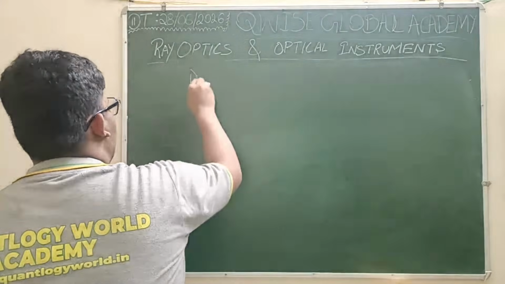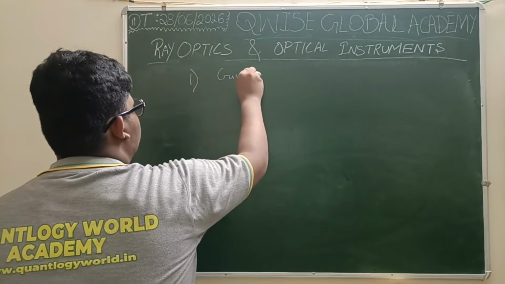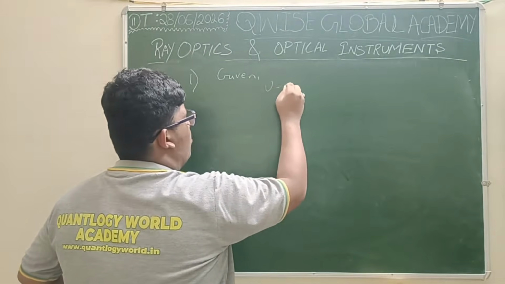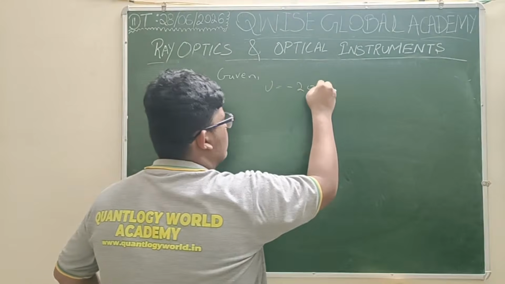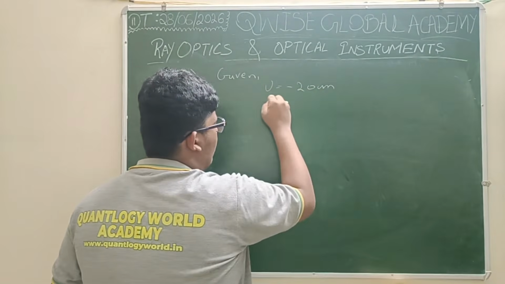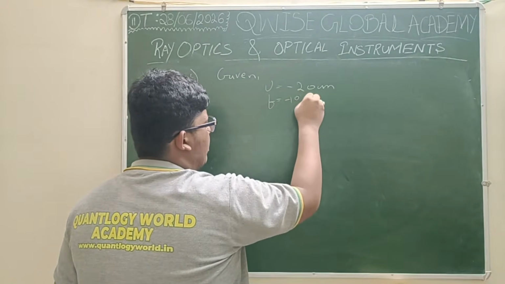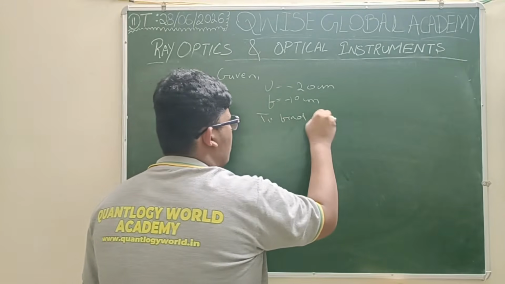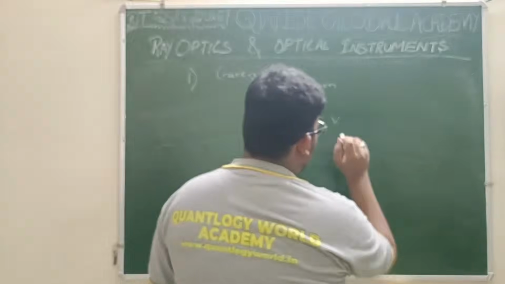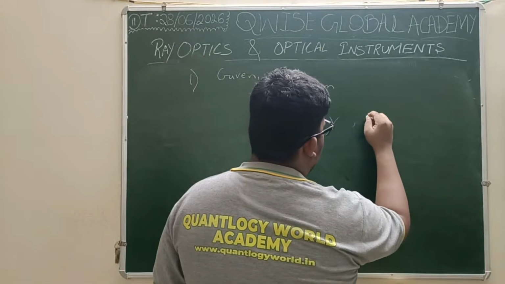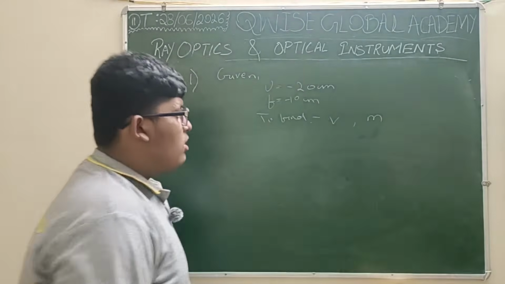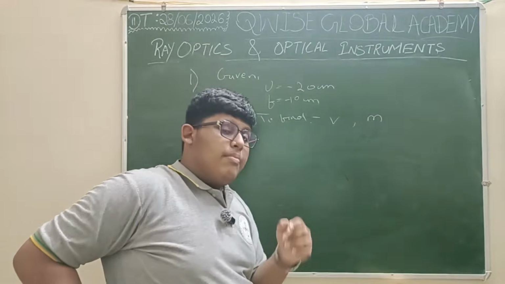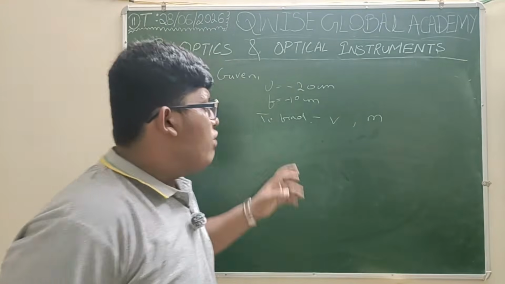First question. It is given that object distance is minus 20 centimeter. Focal length is minus 10 centimeter. It is given to find v, means image distance, as well as m, that is magnification. For v we can put the mirror formula, and for m we can put the magnification formula. First we will find v.